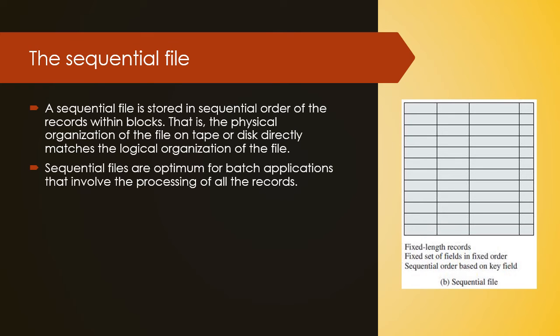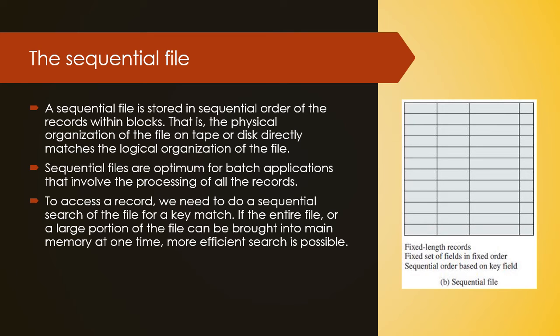Sequential files are optimum for batch applications that involve the processing of all the records. For example, a billing or payroll application. Because no matter how large the file is, the code for processing every record is identical and easily written. To access a record, we need to do a sequential search of the file for a key match. If the entire file or a large portion of the file can be brought into main memory at one time, more efficient search is possible.